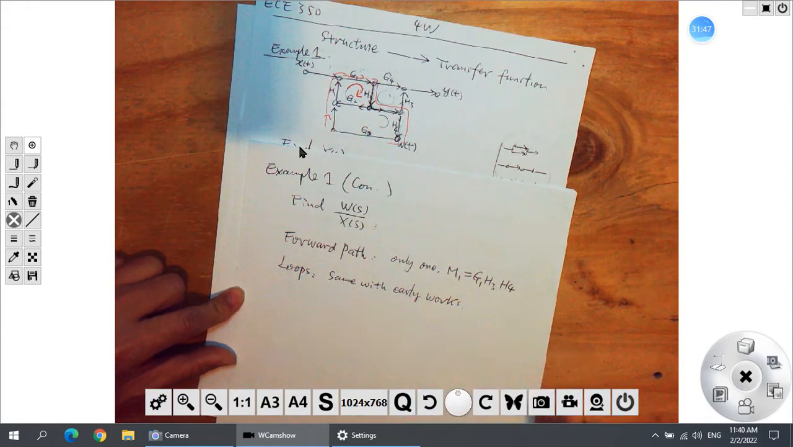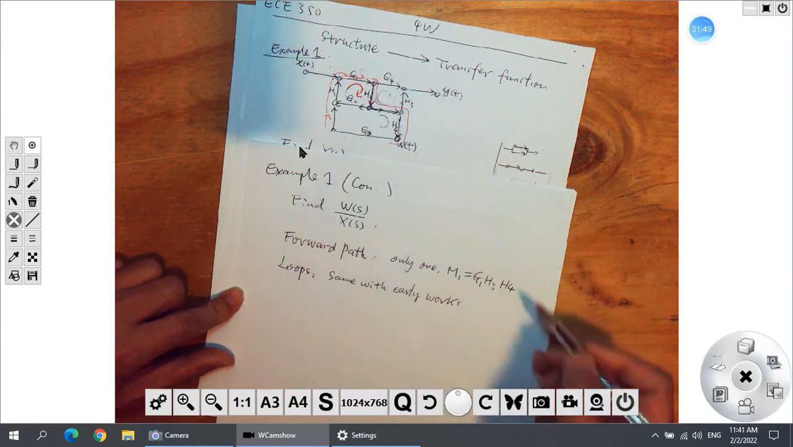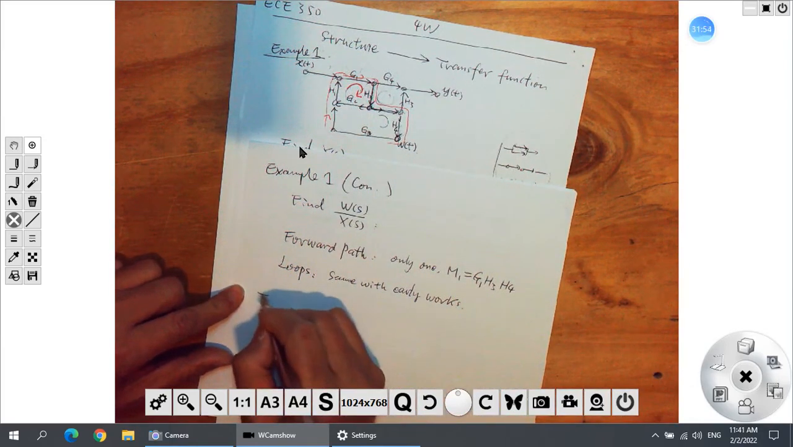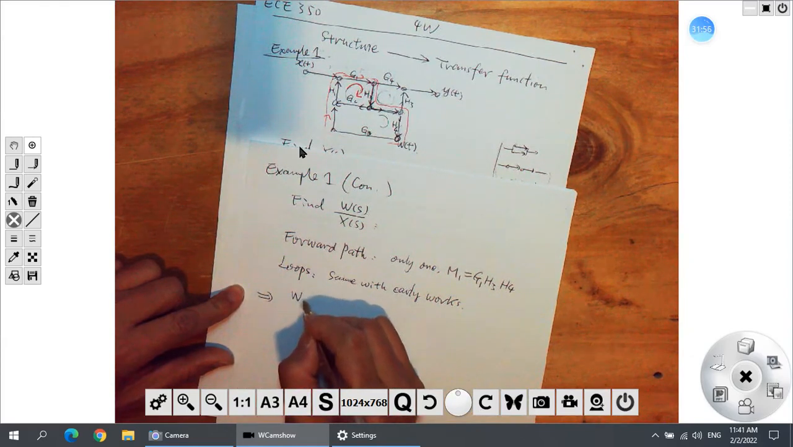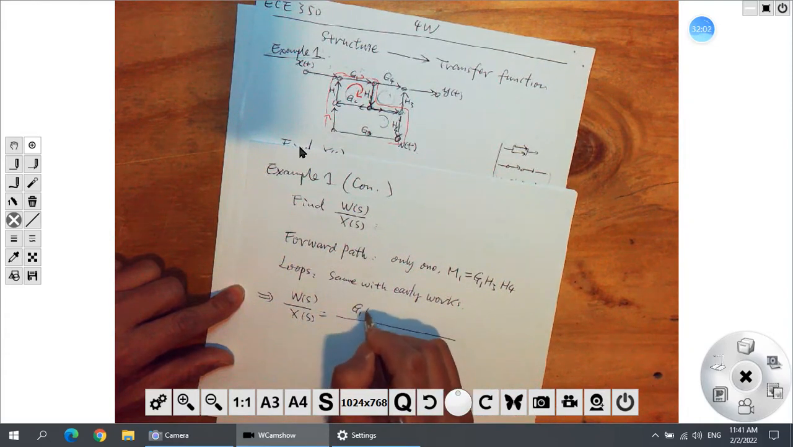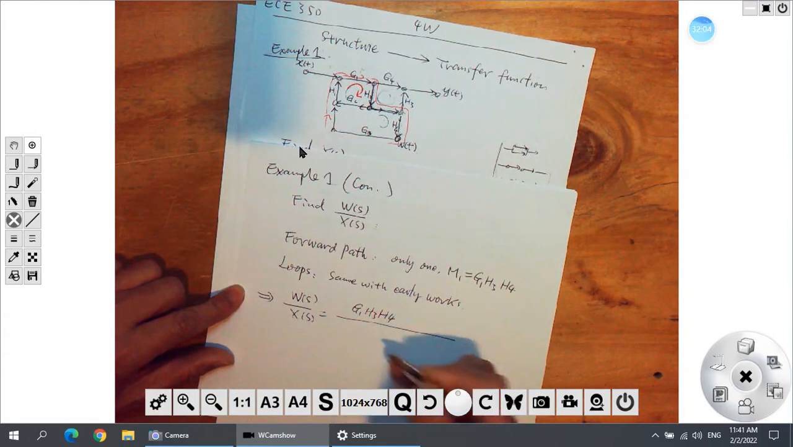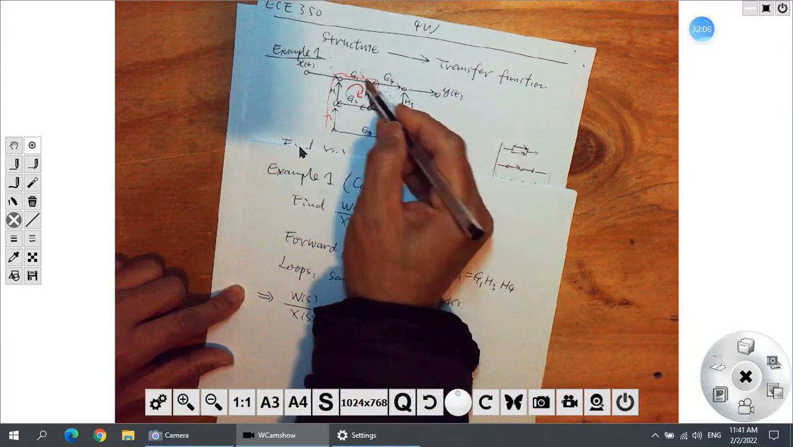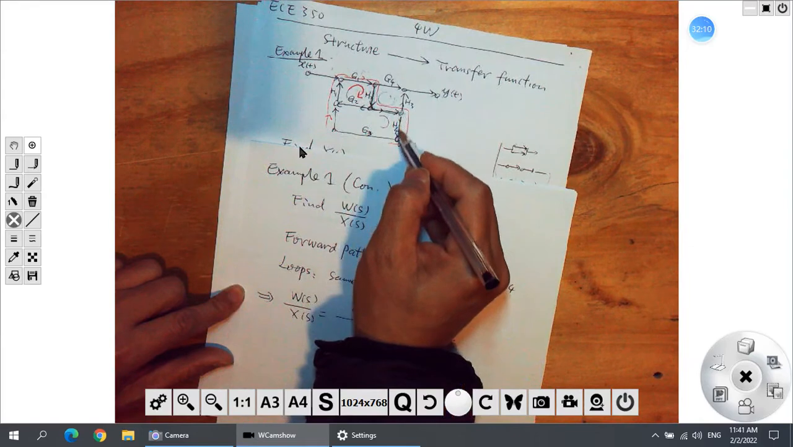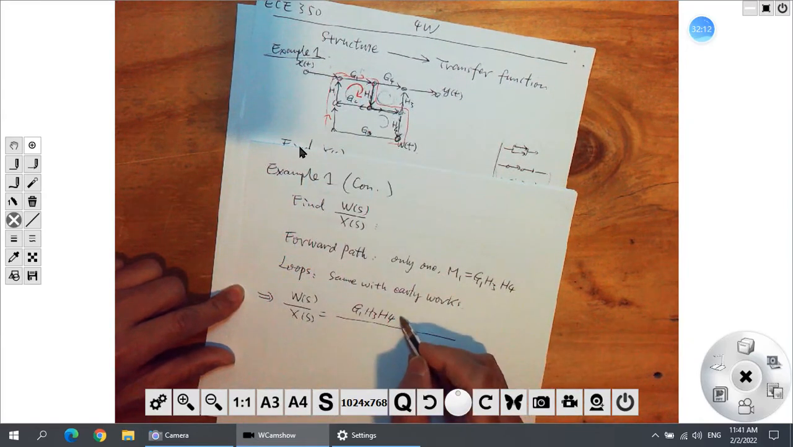Yeah, we already have two loops. Then we can have the transfer function. W(s) over X(s) is equal to the numerator, which is just G1, H3, H4. And the two loops both have common parts with this path, right? So there is no delta 1. Delta 1 is just 1, so times delta 1 equals 1.